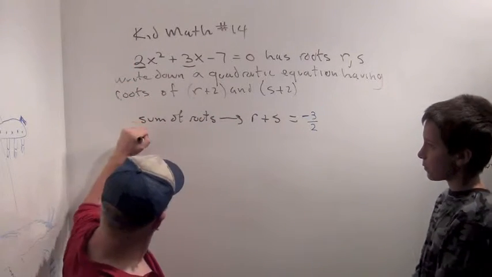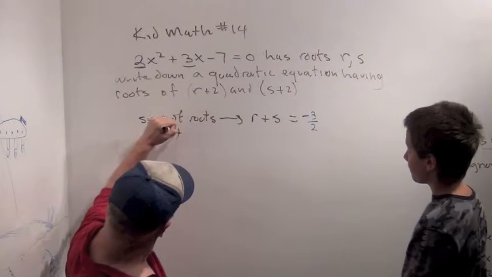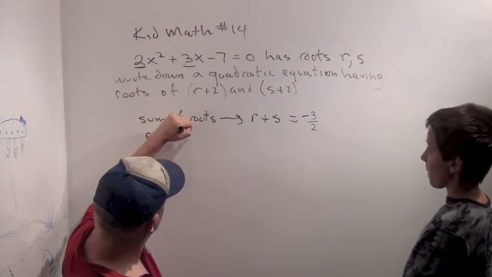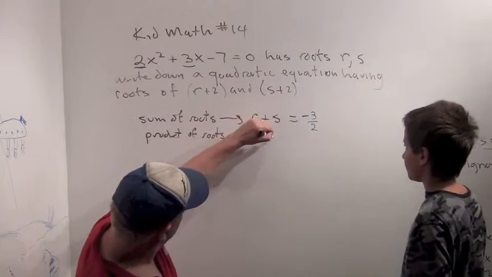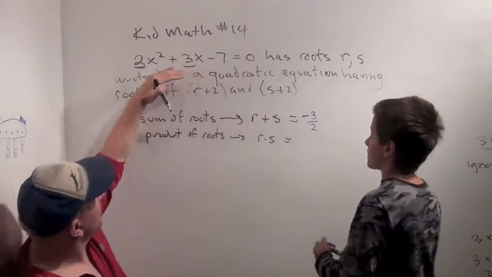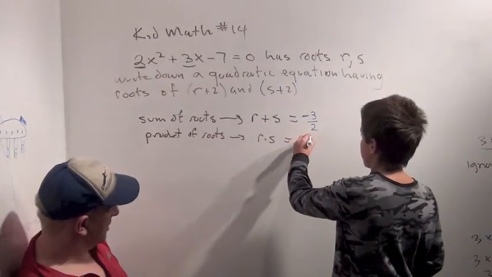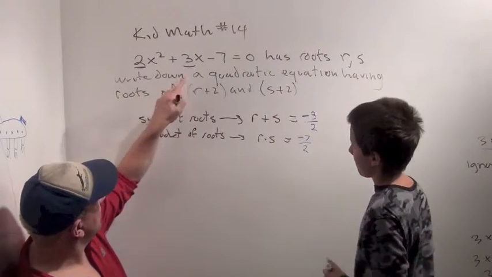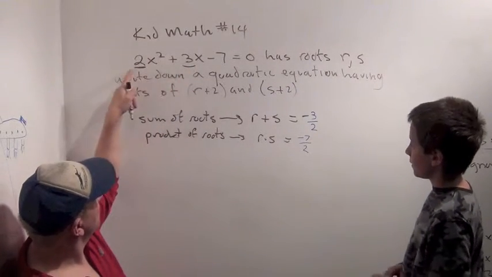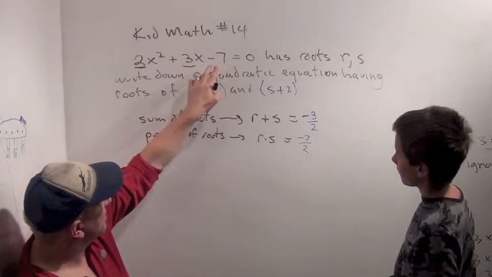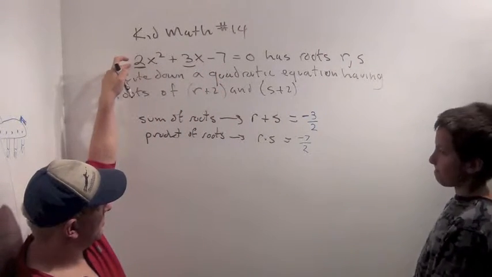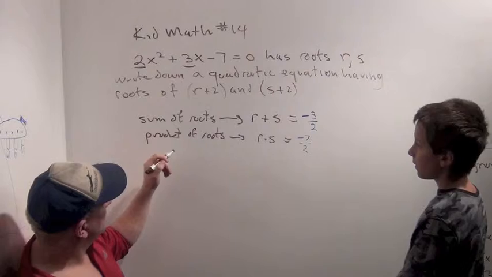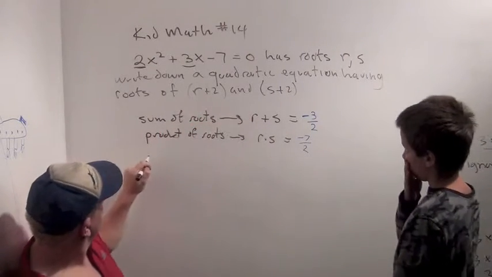And the product? R times s is what? What was the product of the roots in this equation? Minus 7 over 2. Okay, so the sum of the roots is negative this term over this term. The product of the roots is positive this term. In this case, it happens to be negative, divided by that term. Okay? So now, let's look at the sum of these roots.